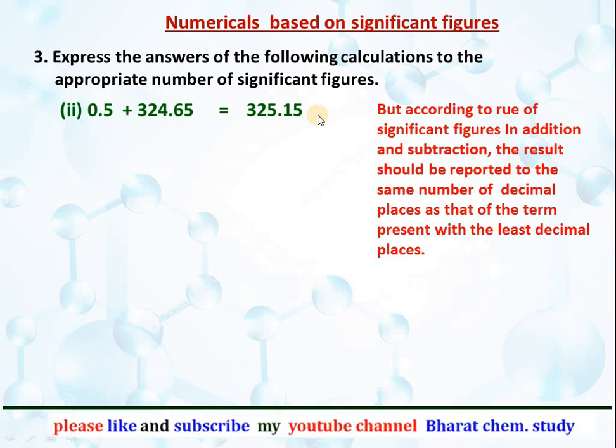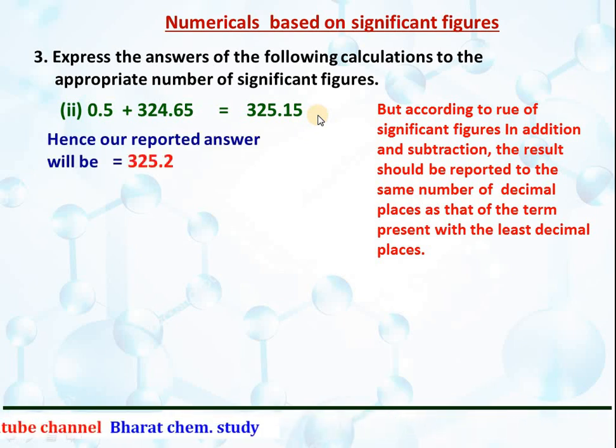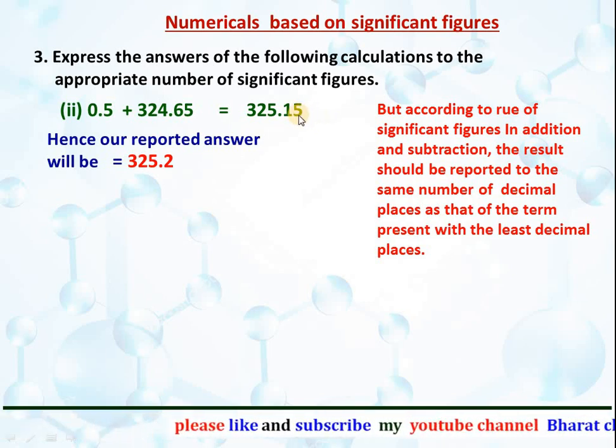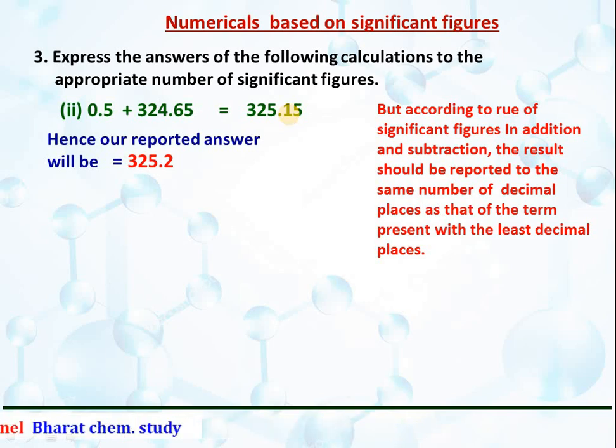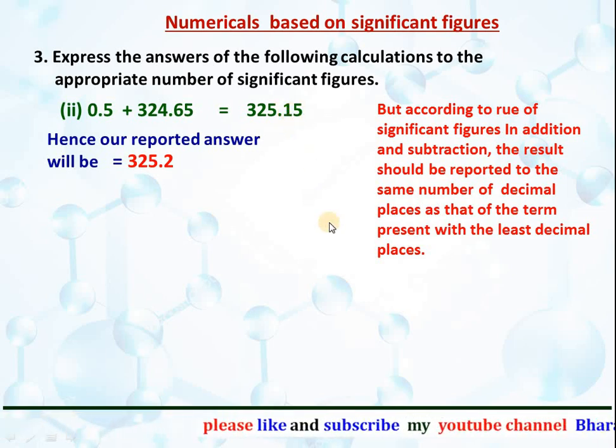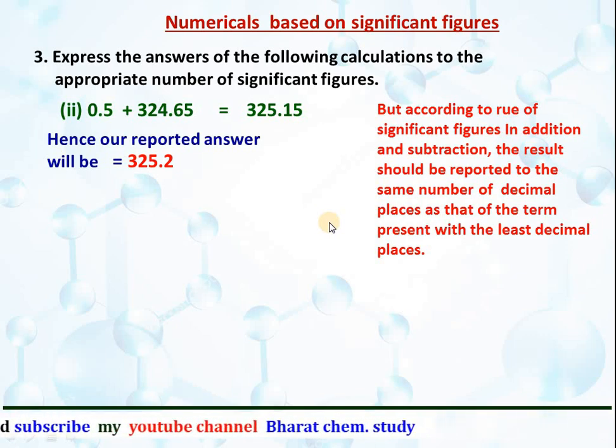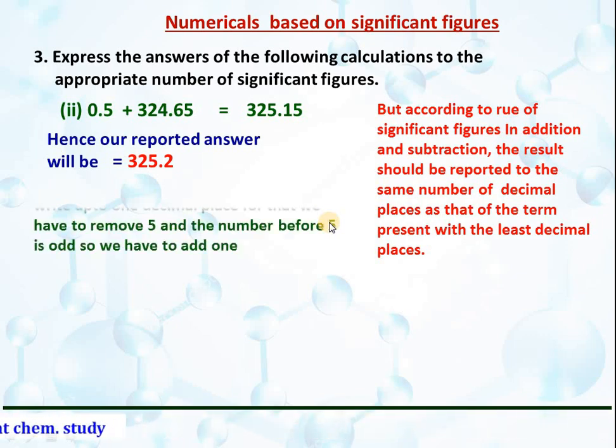So the reported answer will be written as 325.2, because this 5 we have to remove, and in case of 5 the preceding number is 1, which is odd, so that's why we are adding 1. So the answer is 325.2. Always remember, by rounding off, the rule for rounding off must be kept in mind.